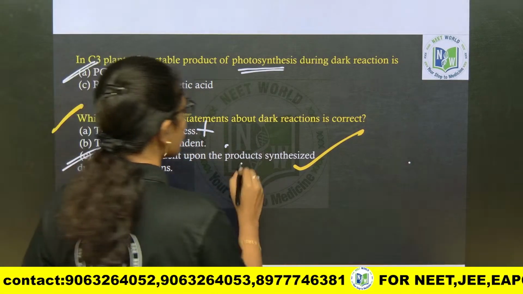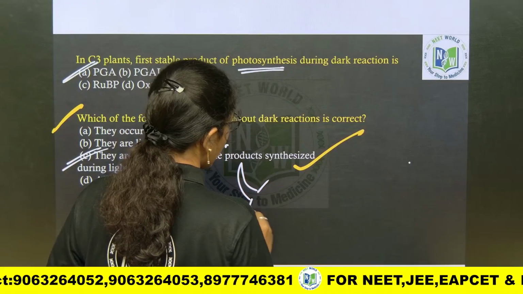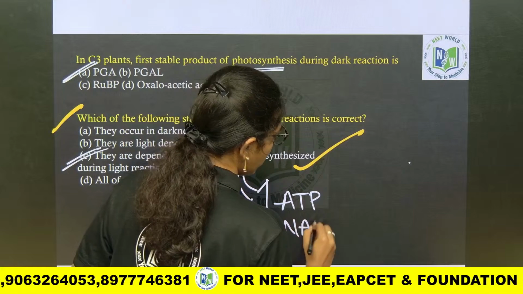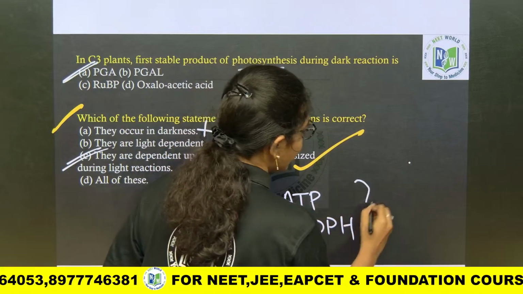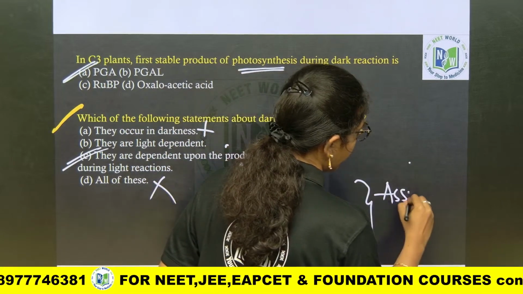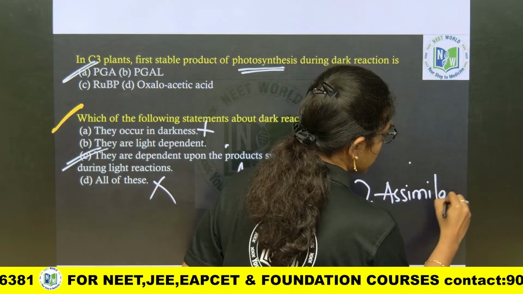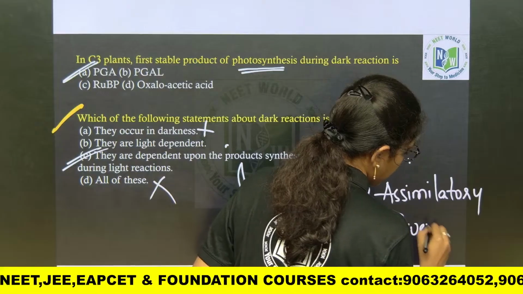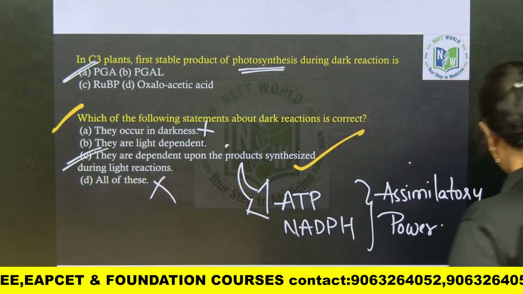What are those products, beta? What are those products? ATP and NADPH. We call it assimilatory power. Clear? Next question you look into.